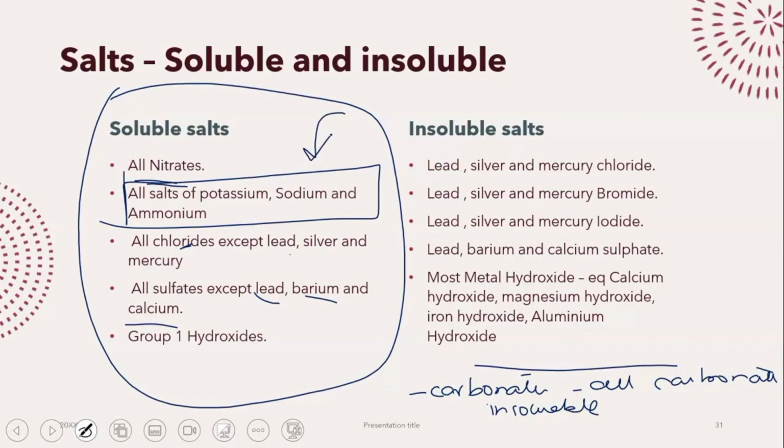So, hopefully this makes it easy for you. Nitrates, soluble. Chlorides, all soluble except for three: lead, silver, mercury. All sulfates, soluble except for lead, barium, calcium. All carbonates, insoluble except for sodium, potassium, ammonium. Learn the exceptions, everything else is soluble.